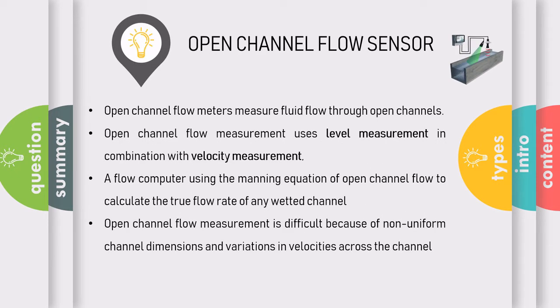Now we will talk about open channel flow sensors. Open channel flow meters perform flow measurement of liquids that are open to the atmosphere at some point in the flow measurement path. Regardless of which type of open channel flow measurement technique is used, level measurement must be used in combination with velocity measurement, and a flow computer using the Manning equation of open channel flow to calculate the true flow rate of any wetted channel, for example, of pipes and streams.